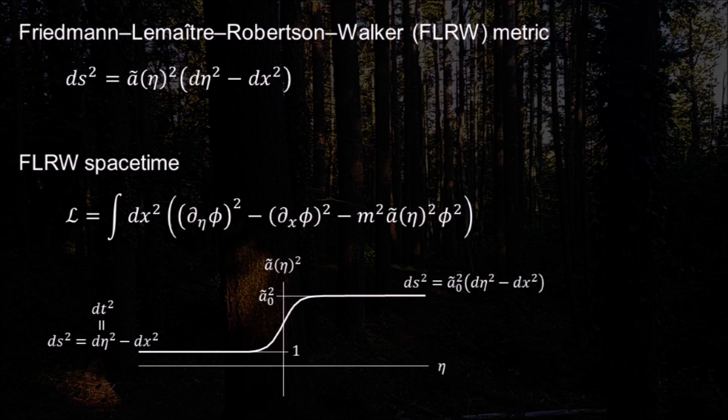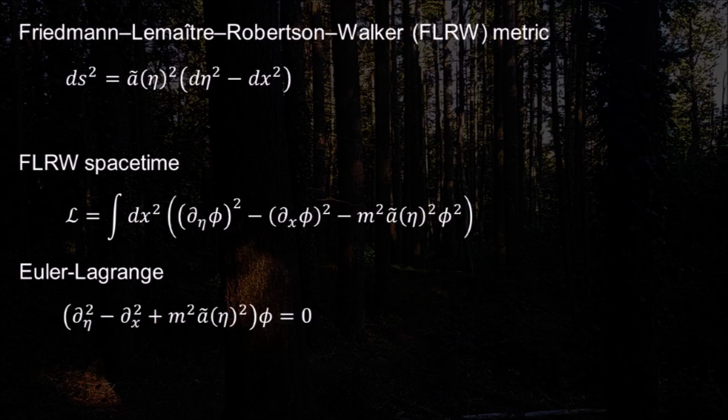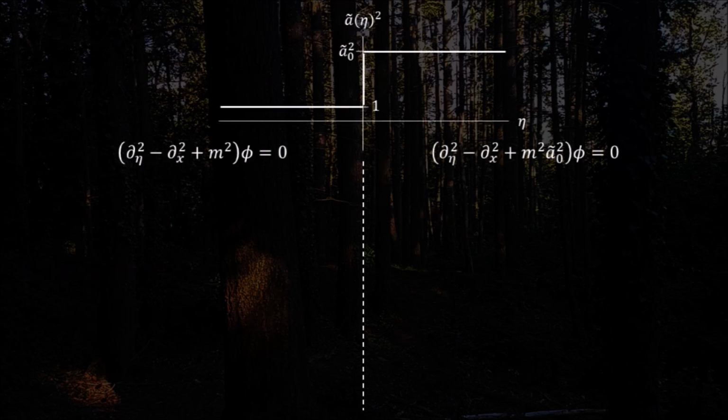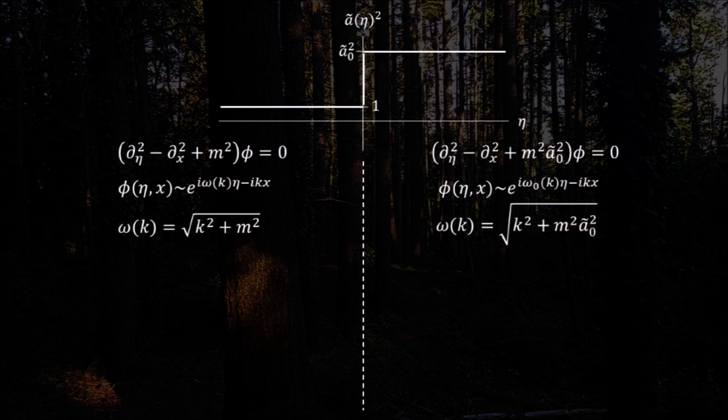In fact, let's simplify this function even more by making this transition instantaneous. The Euler-Lagrange equations for this Lagrangian with an arbitrary a tilde is this, which is of course the Klein-Gordon equation for a time-dependent mass. We can solve this equation easily in the two regions where eta is negative and positive, since a tilde is constant in both. The solutions are plane waves, but with different frequencies.